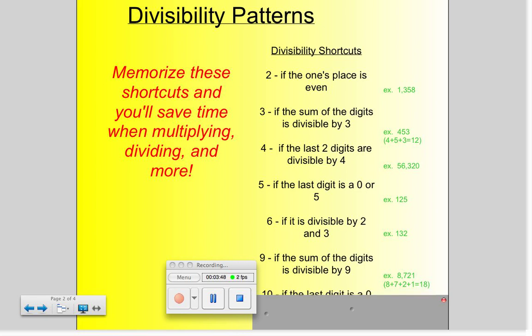And then our last divisibility rule for today is divisibility by 10. And this one is also pretty common. We just have to look at the last digit. If it's a 0, boom, we know that it's divisible by 10.